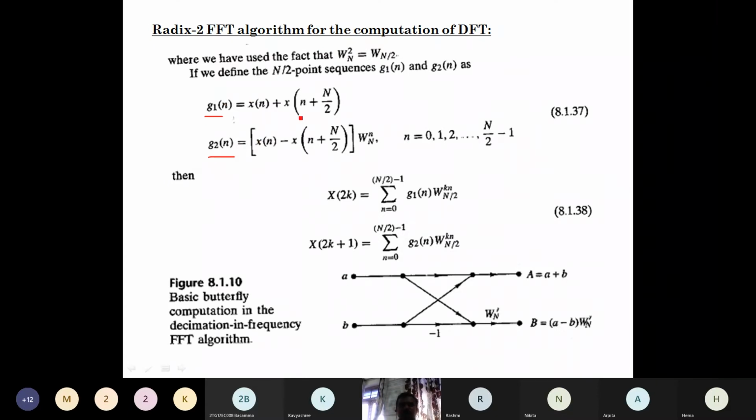So G1 is even values of x of n plus x of n plus N by 2. And what about G2? It is the inner product. Therefore, the overall even and odd sequences of X of k are given by X of 2k. That is, the even sequence is nothing but n equal to 0 to N by 2 minus 1, G1 of n into the twiddle factor. Similarly, the odd sequence X of 2k plus 1 is the summation n equal to 0 to N by 2 minus 1, G2 into the twiddle factor.